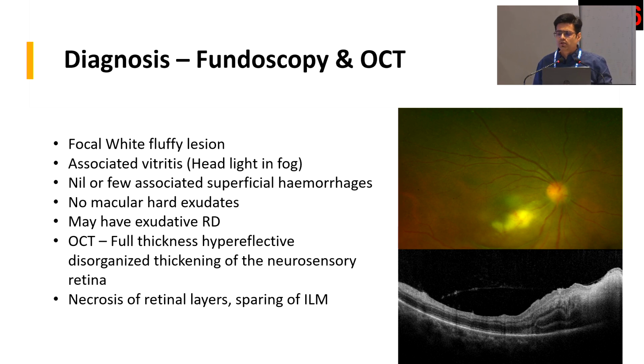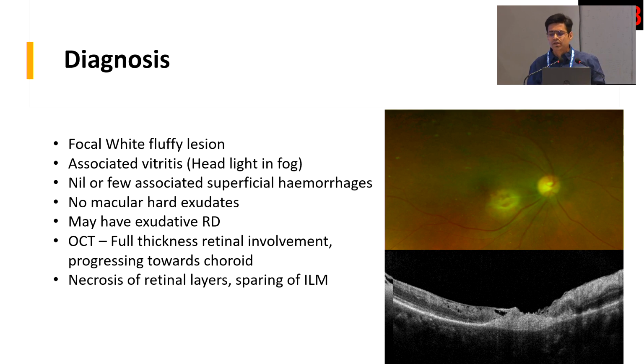So to go to diagnosis, it's a very classical sort of lesion, so there's not much to ponder on, apart from the times when it presents as an atypical form. Typically these retinitis are not associated with hemorrhages or hard exudates, and on OCT you can see these as a full thickness hyperreflective disorganized neurosensory retina, and when they heal on treatment, the retina becomes thinner and some part of it becomes necrotic, and there is clumping of the RPE.